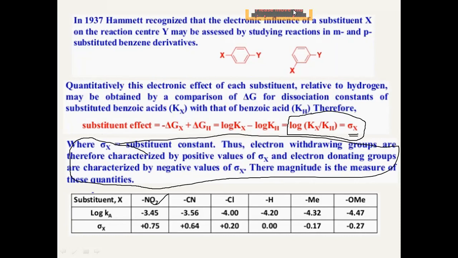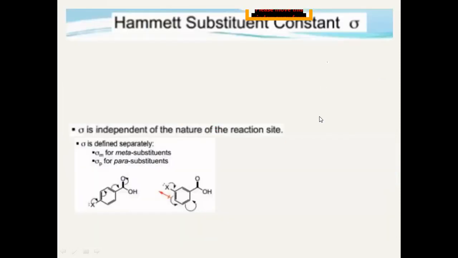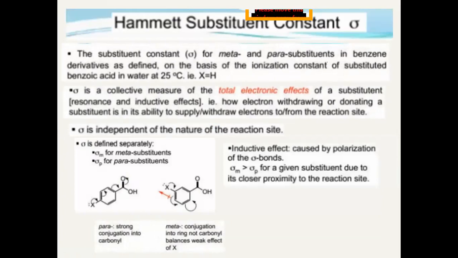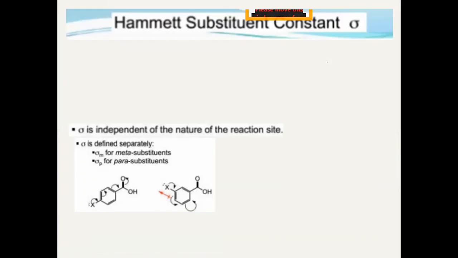Okay. Next point. Now see, Hammett substituent constant.